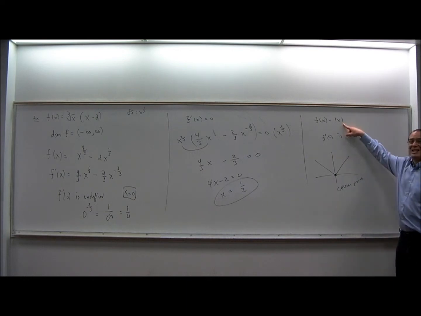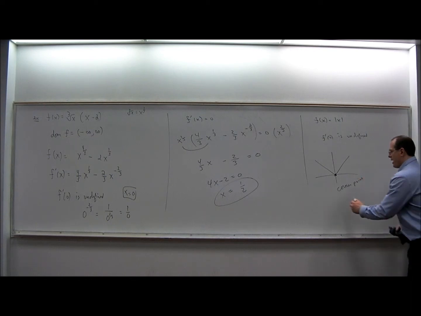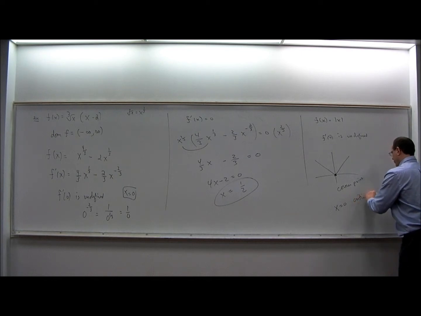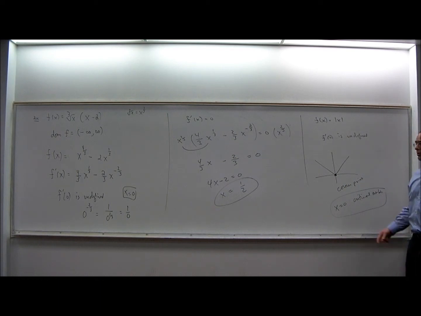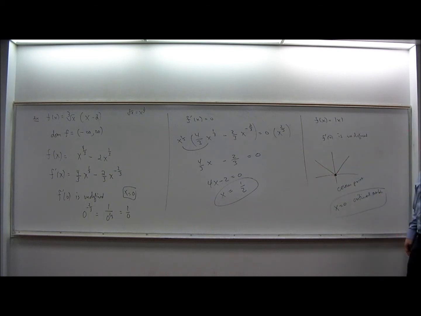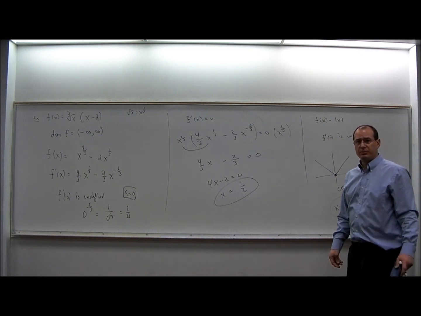The absolute value of x is not differentiable at x equals 0. And therefore, x equals 0 is a critical number. There are no other critical numbers for this function. f prime is never 0. Along here, f prime is 1, the slope is 1. And along here, f prime is negative 1. So it's never 0. It is undefined when x is equal to 0. So at that corner point, we have a critical number.